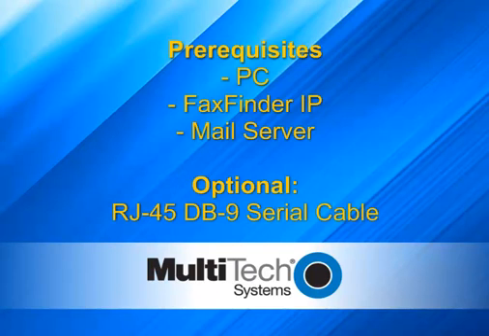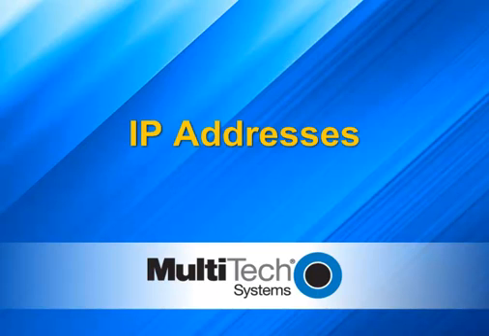task. A few prerequisites are a PC, the FaxFinder IP, and a mail server, all connected on the same network. You may also need the RJ45 to DB9 serial cable that is provided with the FaxFinder IP. We'll talk about this in a little bit. Now, assuming you're installing the FaxFinder on an existing corporate network, as we'll be doing in our example, you'll need the network administrator to provide you with an IP address for your FaxFinder.